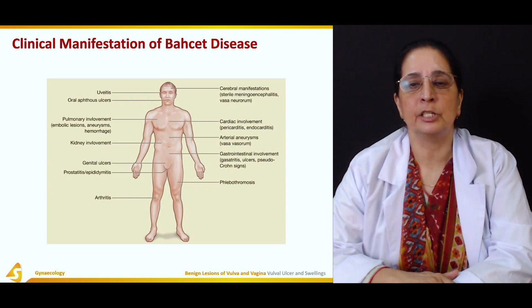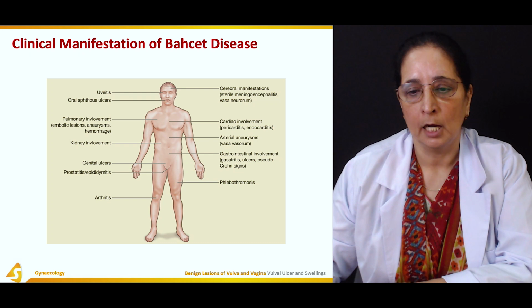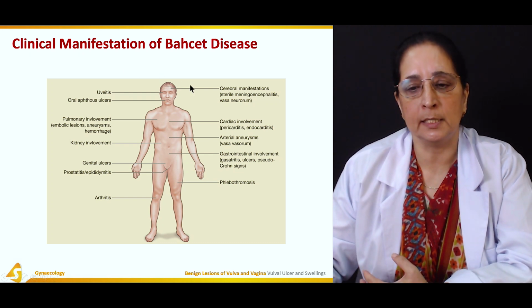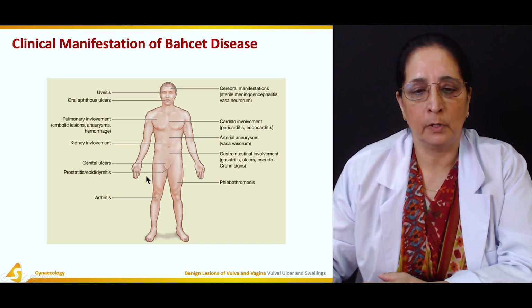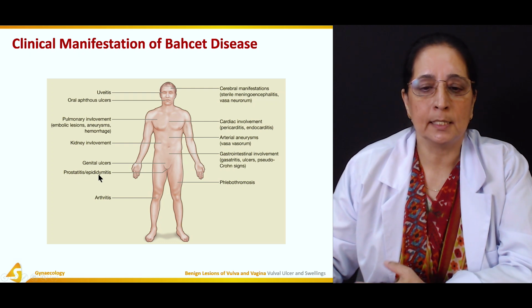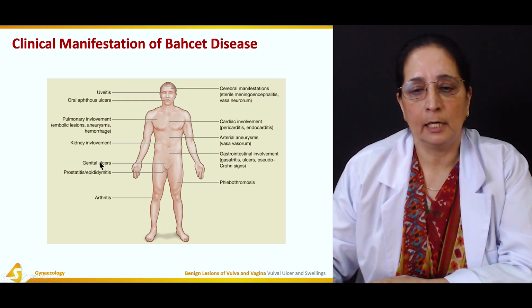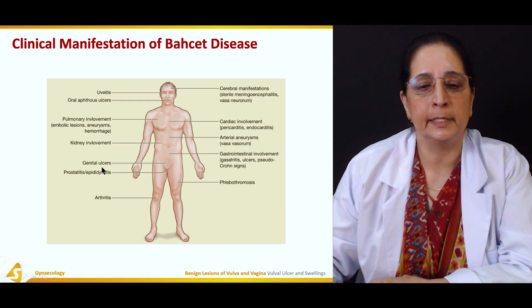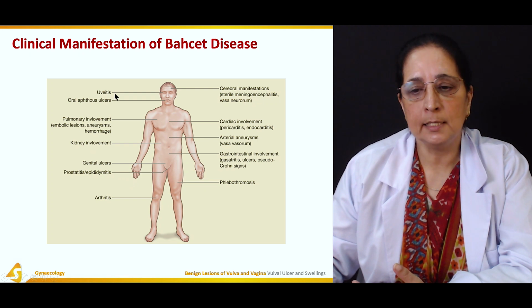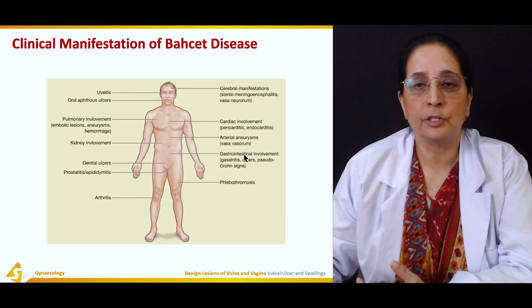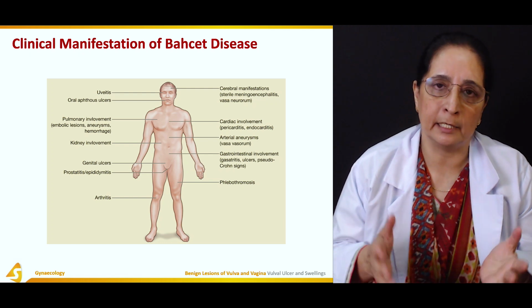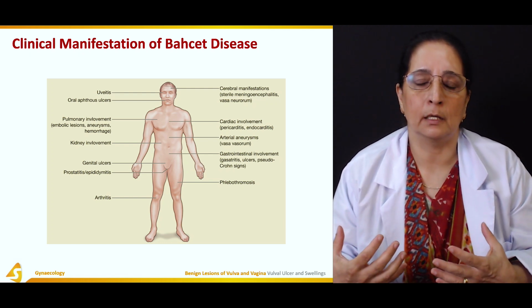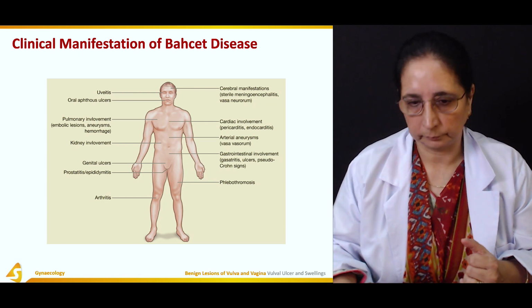Next, what are some manifestations of a patient with Behcet's disease? You can see it's a multi-system disease. It involves pretty much all the different structures. It involves the joints, causing arthritis. In males it involves the prostate and epididymis. It can cause genital ulcers. It can involve the kidneys, lungs, eyes, mouth, heart, and gastrointestinal tract. So Behcet's disease is a multi-system disease, and it can affect all the different organs of the body.